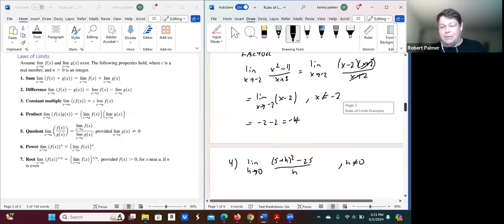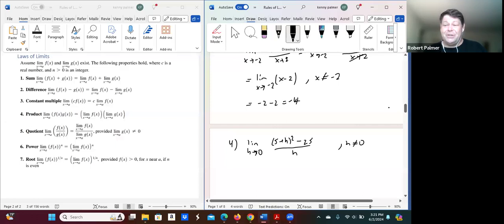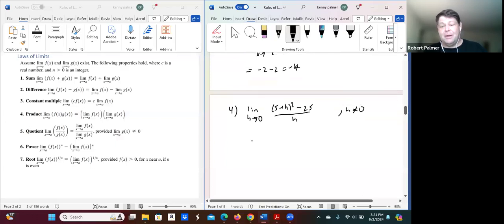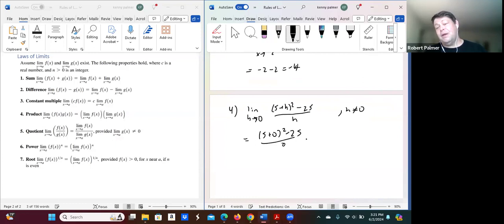Because basically this would also be a polynomial in h. If you try and plug that in, and try to make h 0, it's going to be 5 plus 0 squared minus 25 over 0. That would be 0 over 0, similar to the result we had before. As you can see, that's going to be a problem.